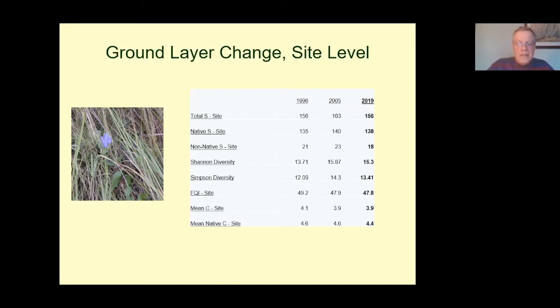In 2019, site level total species richness was down slightly from 2005, but the same as 1996. Native species richness, while down slightly from 2005, was still slightly higher than in 1996. The two diversity indices were both down slightly, and once again, floristic quality metrics were not much changed.